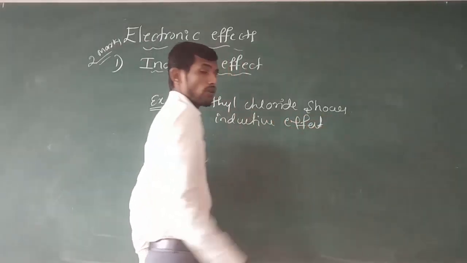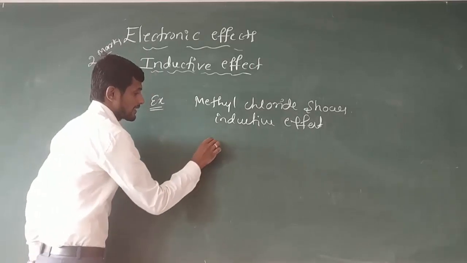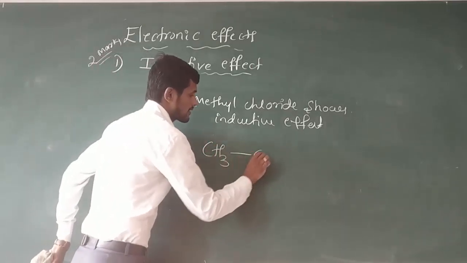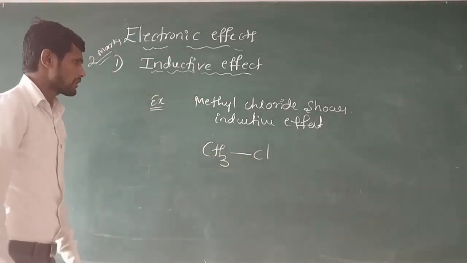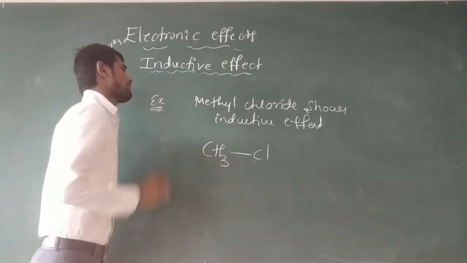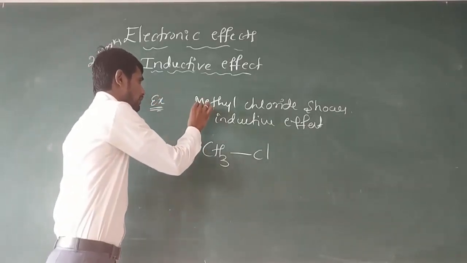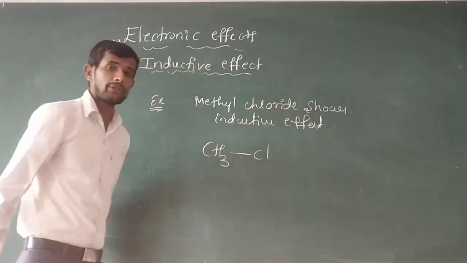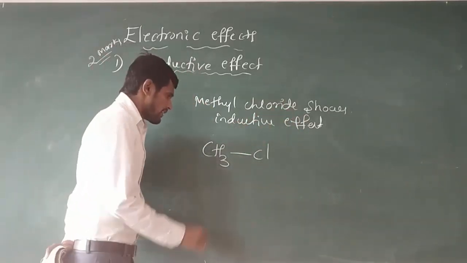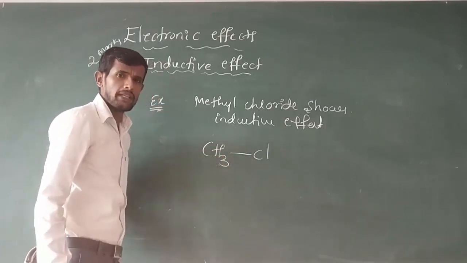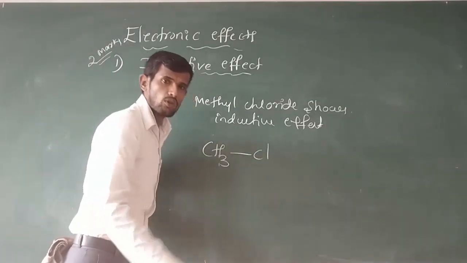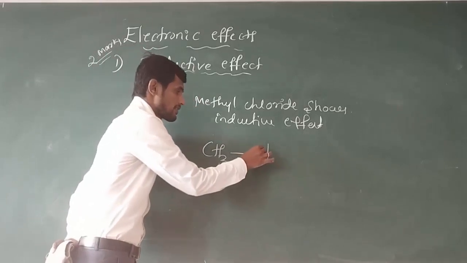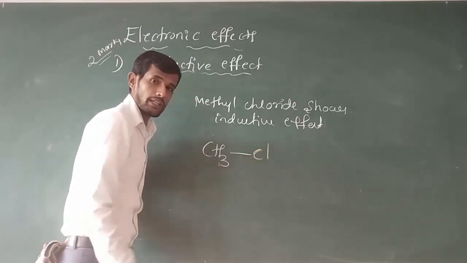You know the formula of methyl chloride? I write here CH3Cl. Okay students, according to the definition and the example, methyl chloride shows inductive effect. Yes, here CH3 means electron releasing group is present, and Cl here is the electronegative one.